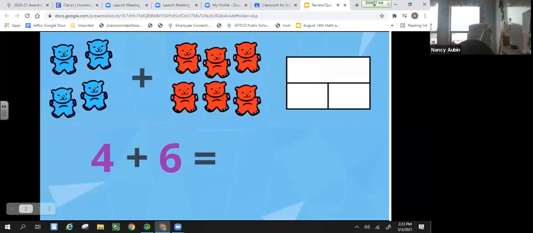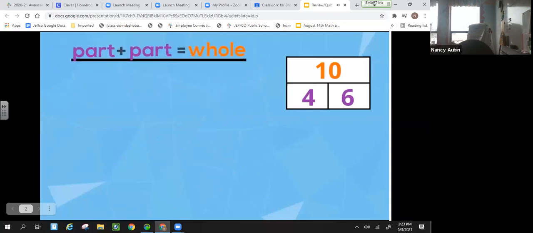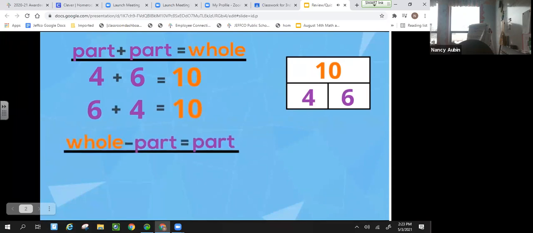Let's have a look at another example. 4 plus 6. Our two parts are 4 and 6. Let's add our two parts to find our whole. 4 and 6 equals 10. Our whole is 10. Part plus part equals whole. 4 plus 6 equals 10. And 6 plus 4 equals 10. Whole take away part equals the other part. 10 take away 4 equals 6. And 10 take away 6 equals 4.